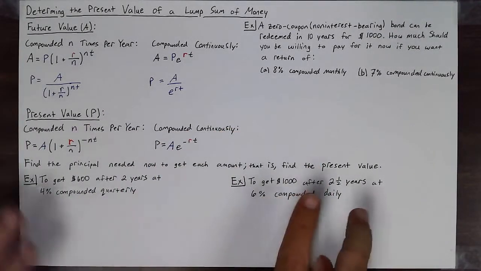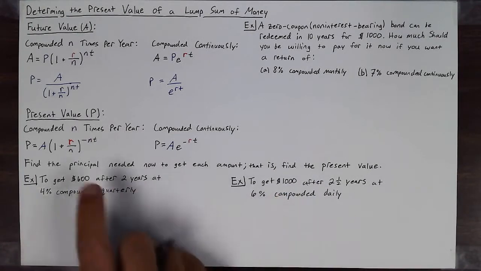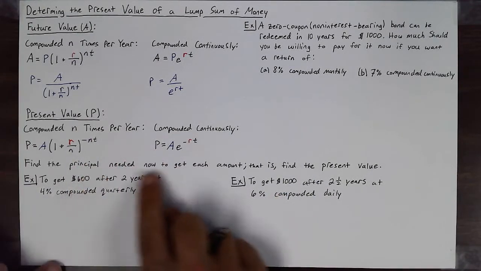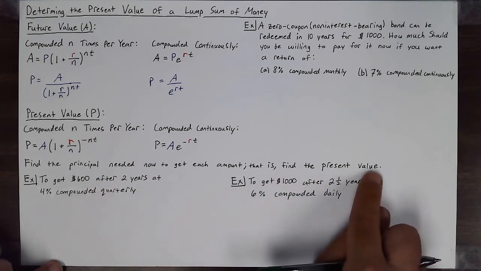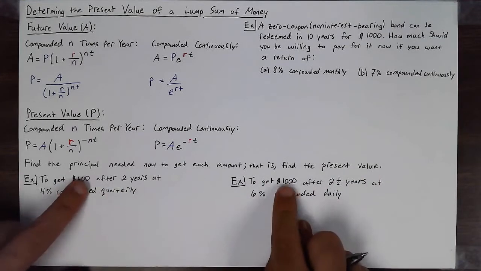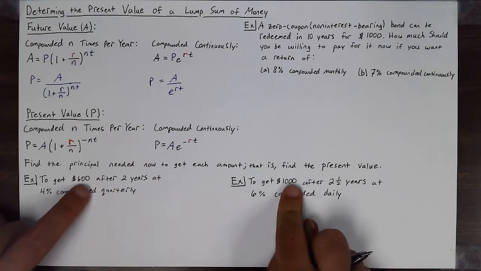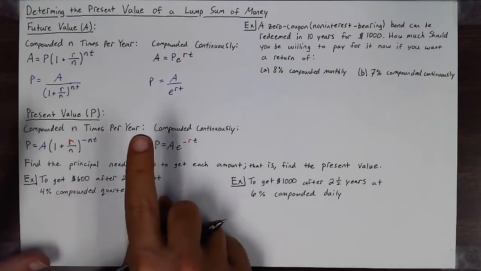So really quick, how this works is if we want to find the principal needed to get an amount, that is the present value. So the amount given is the future value that we want to end up with. We want to find out where we should start to get there.